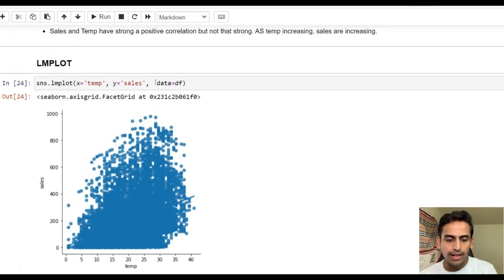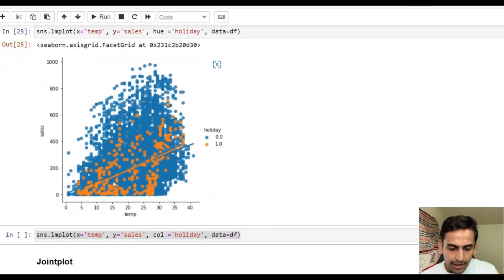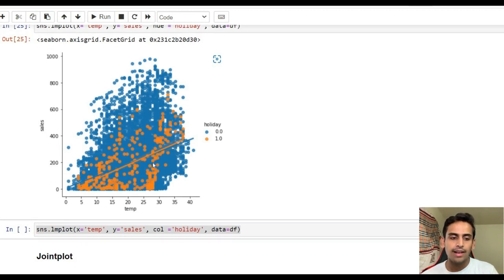So let's say we want to see this relationship across a column called holiday, on a holiday and a non-holiday. So we can add this parameter hue, and we can see that the line looks quite similar. This orange line represents a holiday, and the blue line the non-holiday. In this way we can use some kind of linear regression as well to understand the relationship between the variables. So it's basically like a one step up of scatter plot.